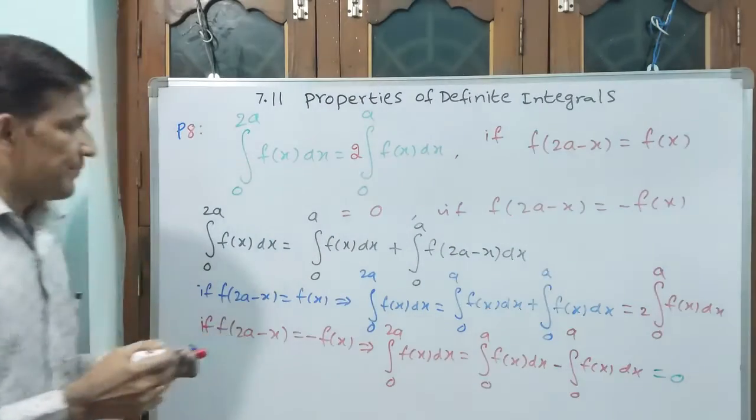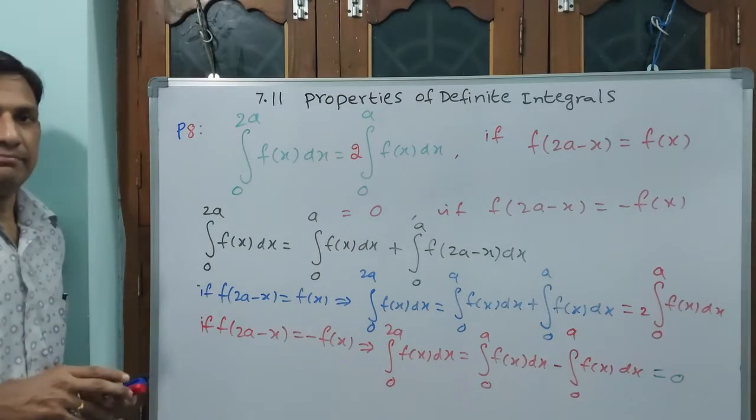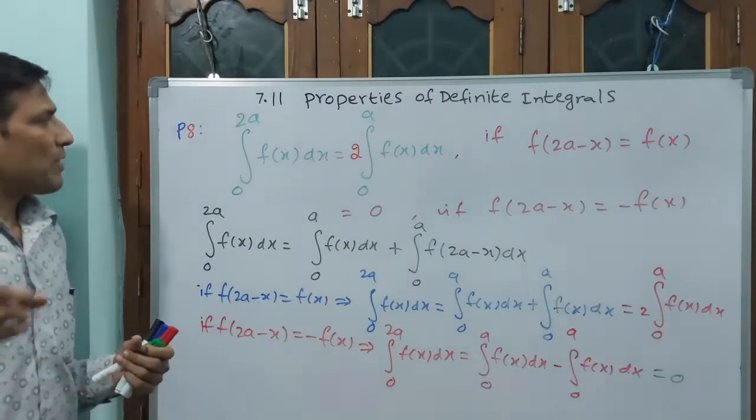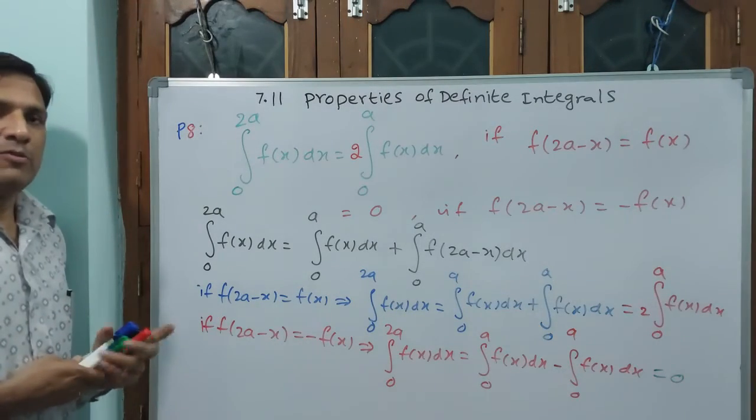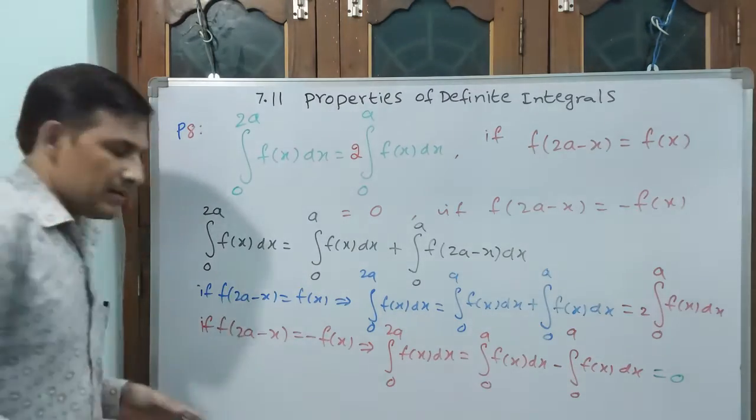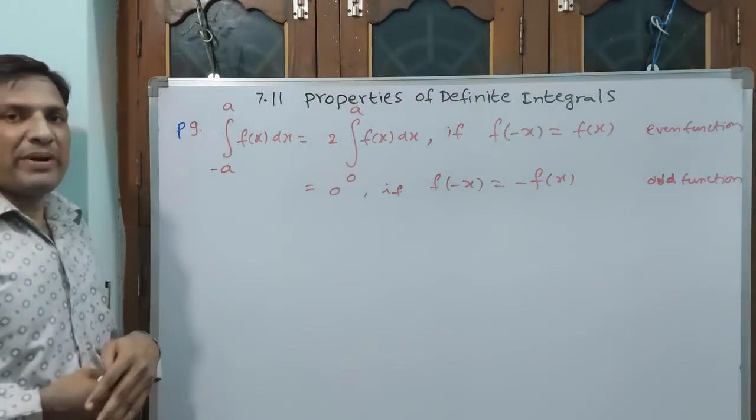This is the property, okay, property number 8. One more property is there, the last property, the 9th property. We will see this and we will close this class. Okay, let us see the last property, property number 9.